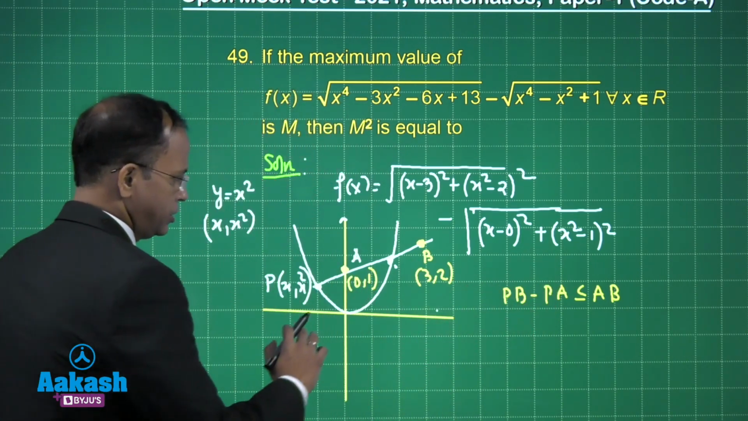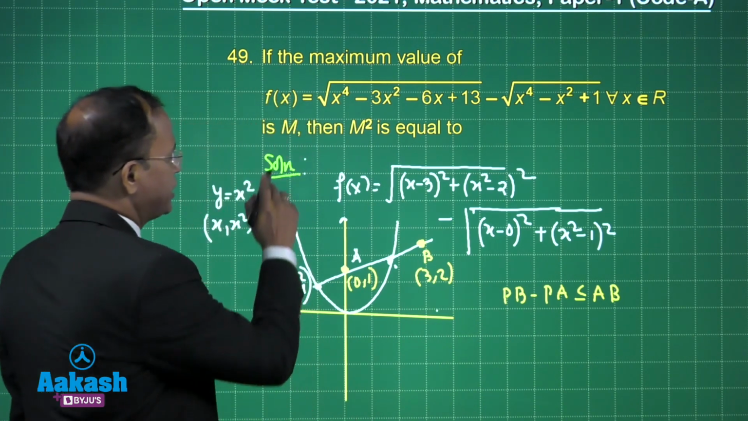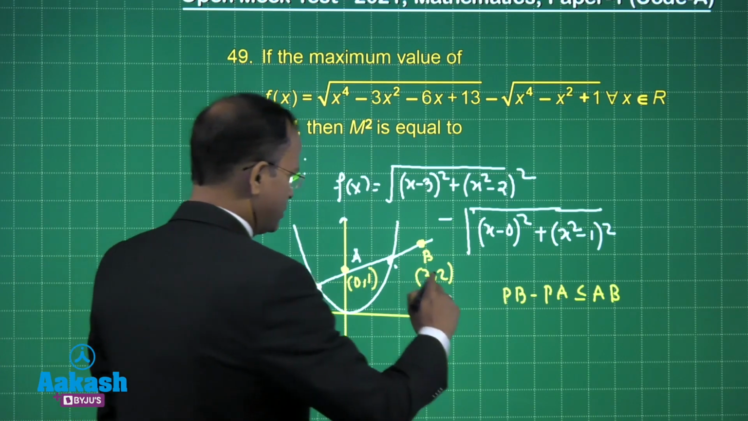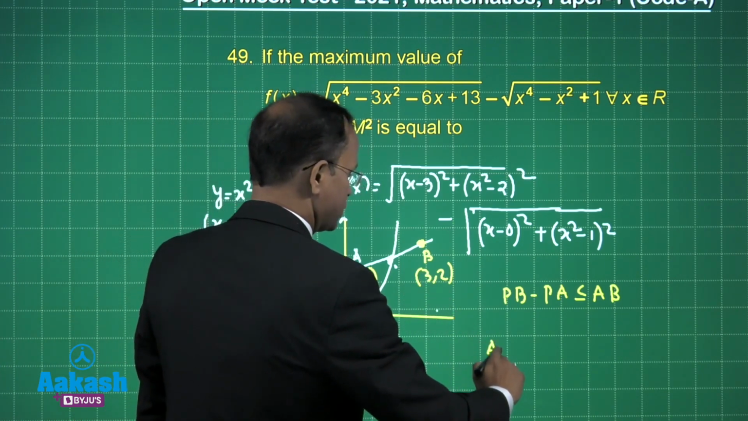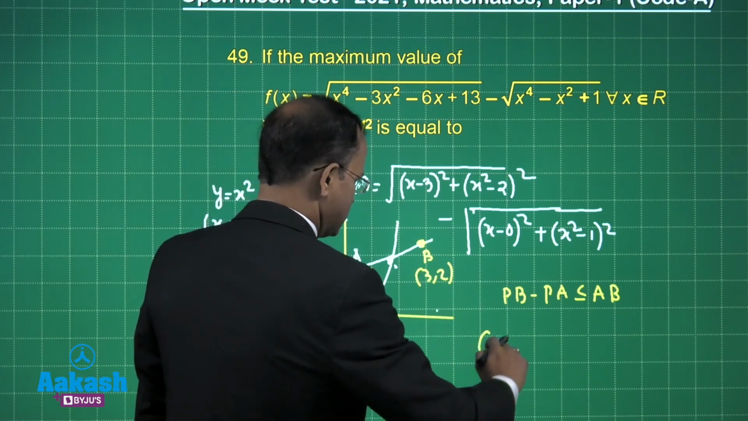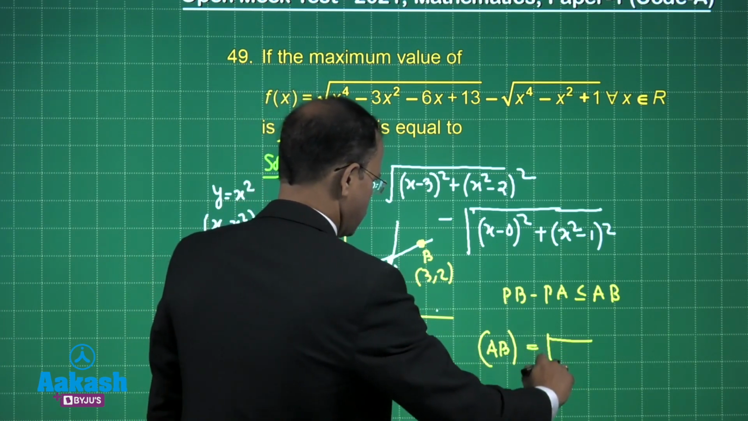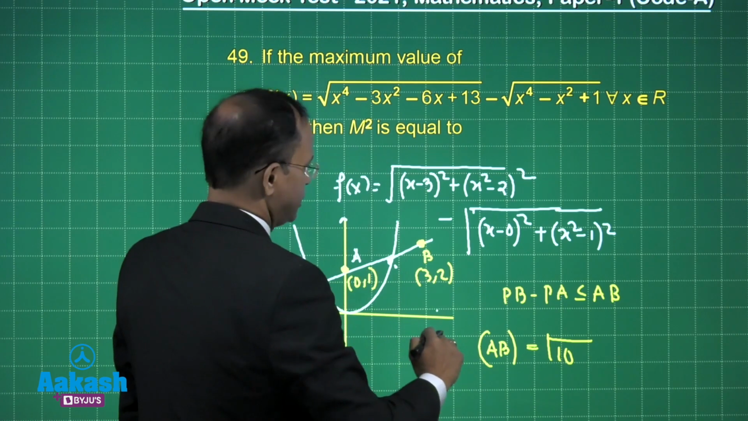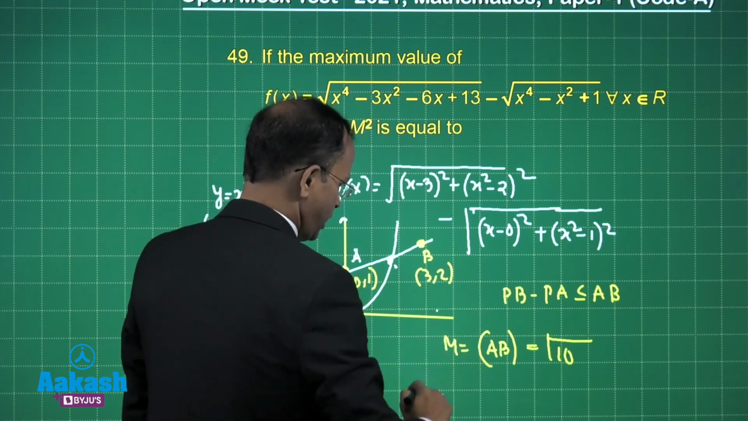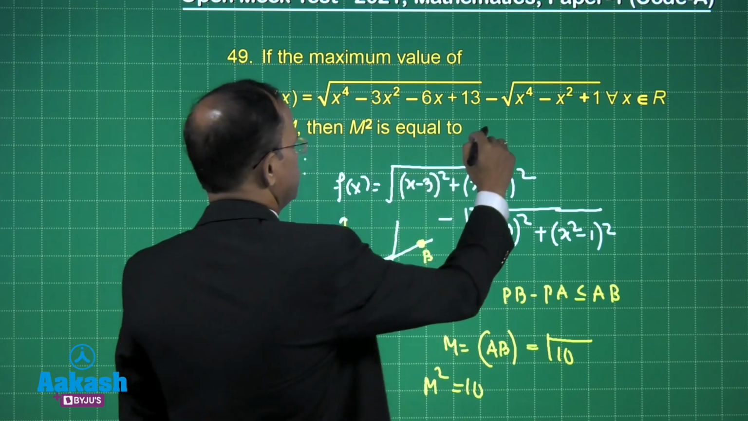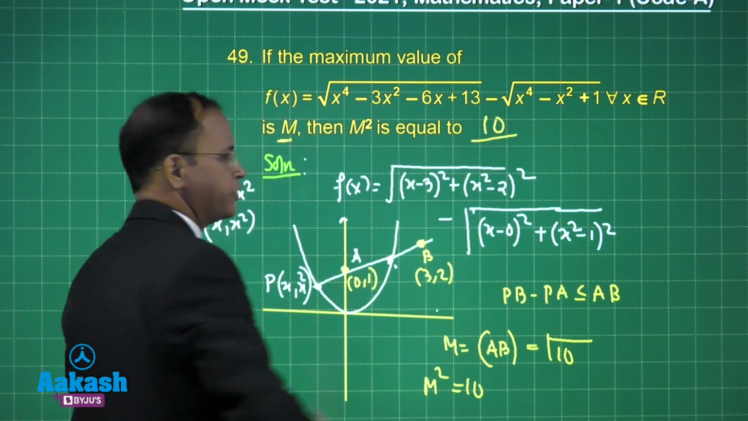Now we can find the maximum value. To get the maximum value, we find the distance AB, and this is the maximum value we have, which is going to be √10. So √10 is nothing but the m I am talking about, and m² is 10. So the final answer is going to be 10. This is what we have.